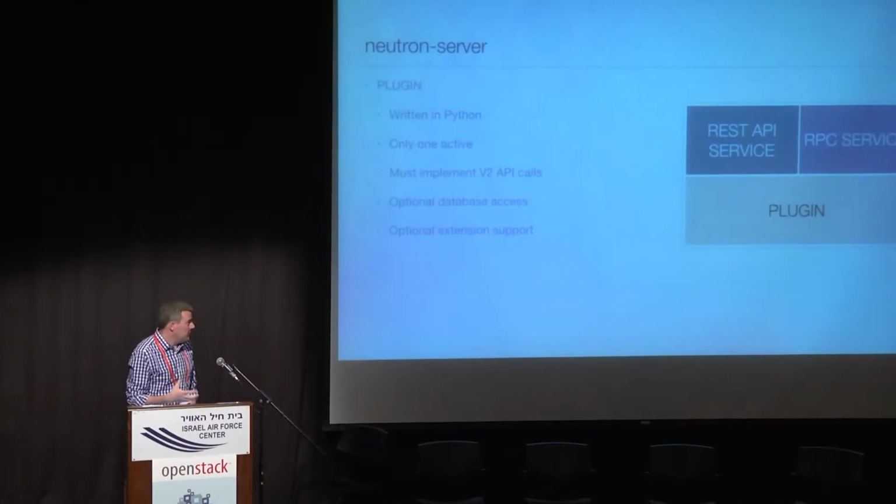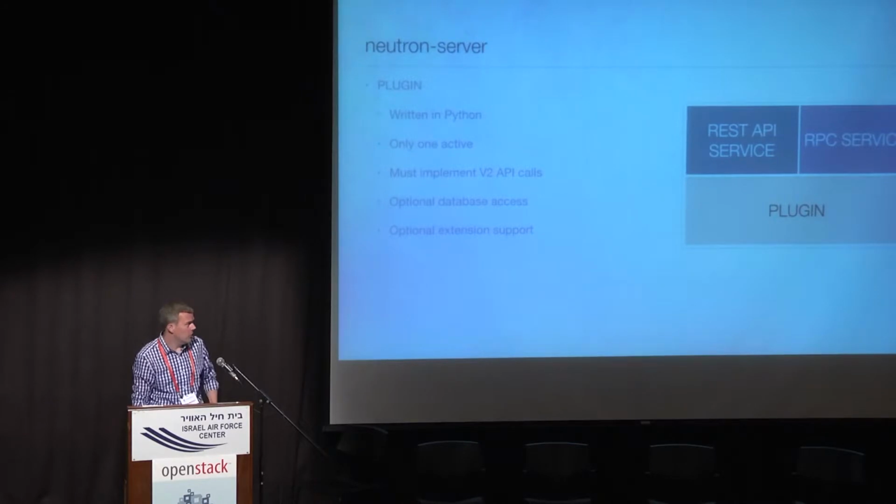The box at the bottom is the plugin. If you really think about a plugin in Neutron, you can only have one. It's like having an engine in a car. It's written in Python. There are multiple implementations, but they all have to implement the same set of core V2 API calls, which are the create, read, update, and delete operations on the logical resources. Most of the plugins include database access, and almost all of them support extensions as well for differentiation.